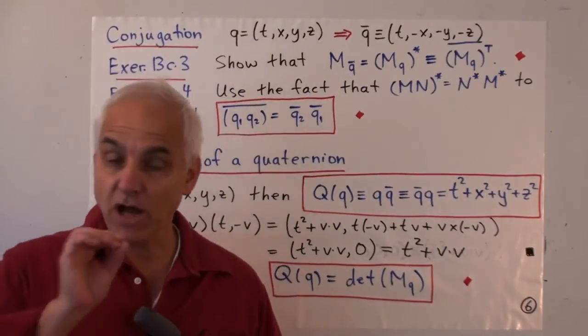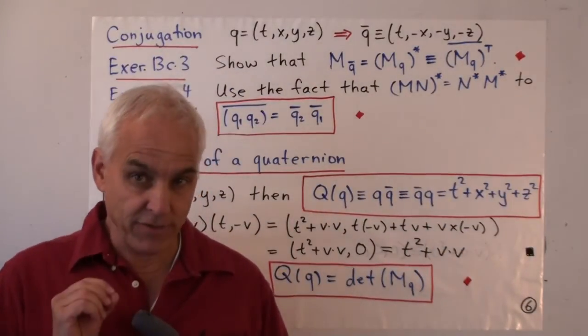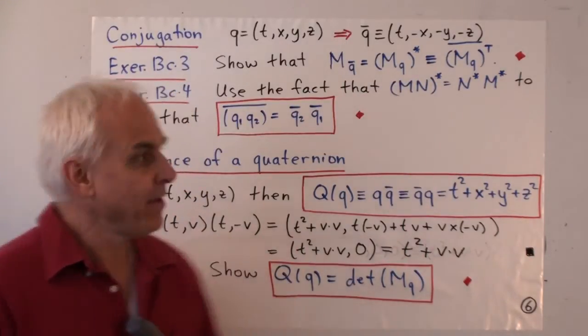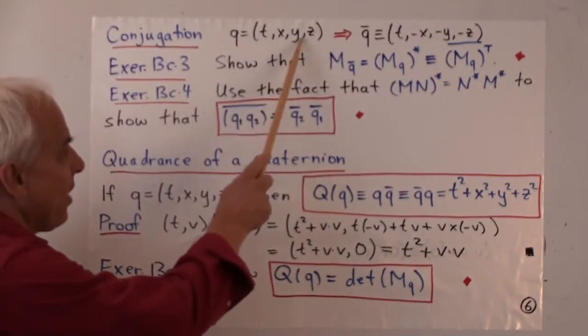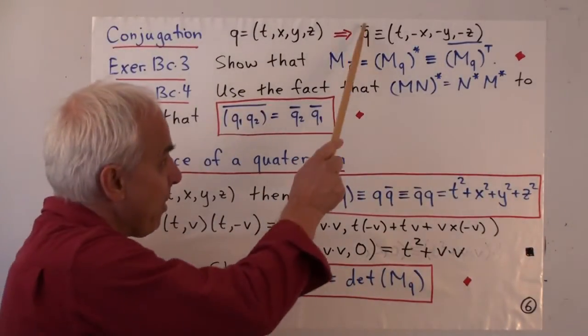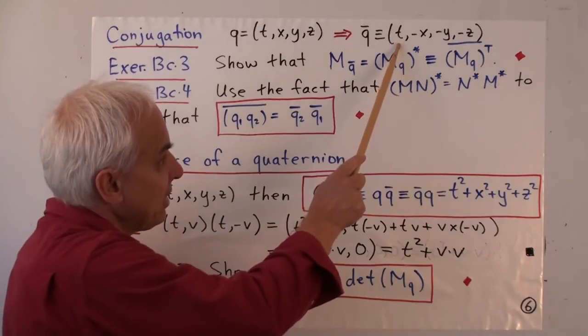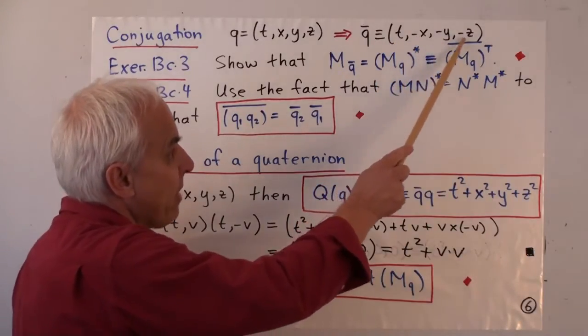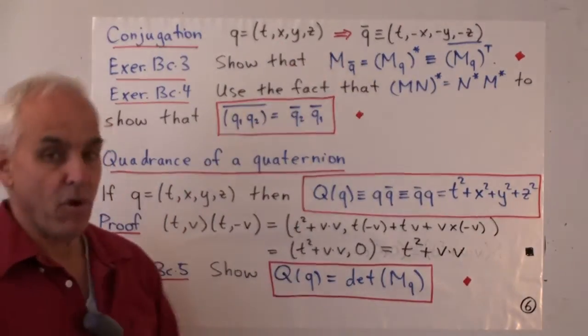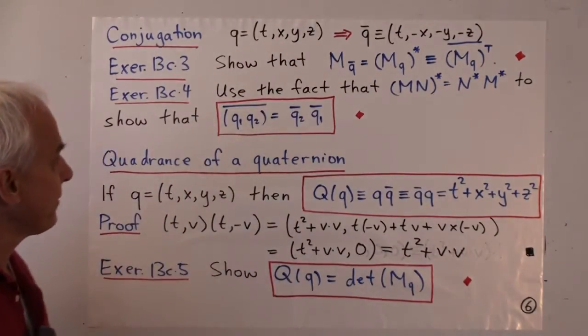Now let's talk about the conjugation operation on quaternions, which is analogous to the conjugation of complex numbers. If q equals t, x, y, z, then the conjugate of q, denoted q bar, is by definition t, minus x, minus y, minus z. So all three of the vector components are negated.